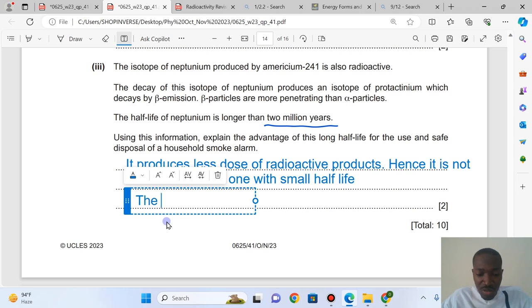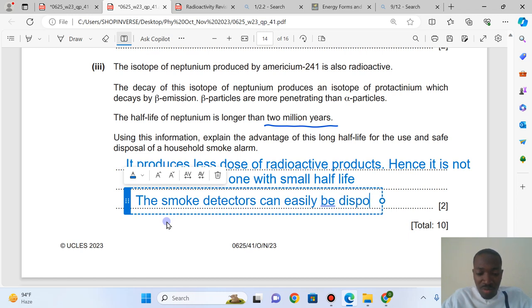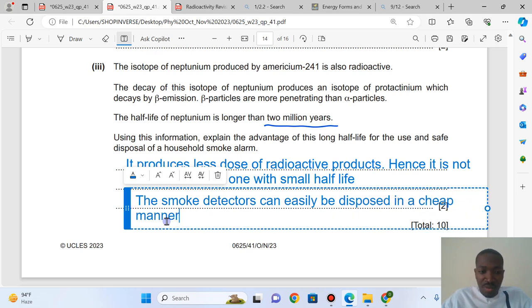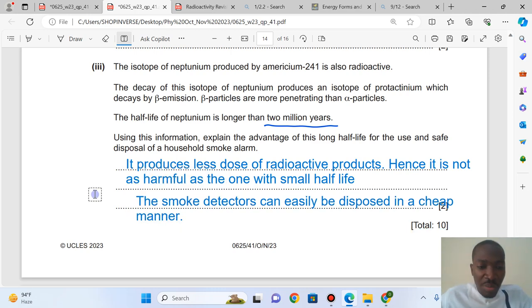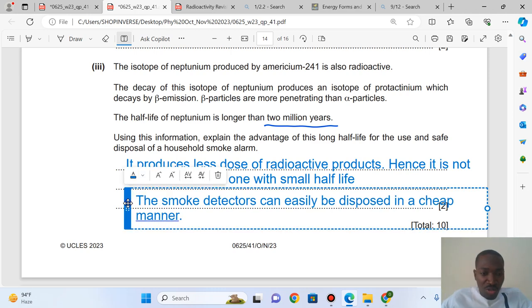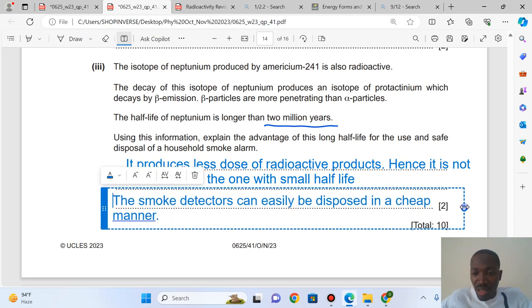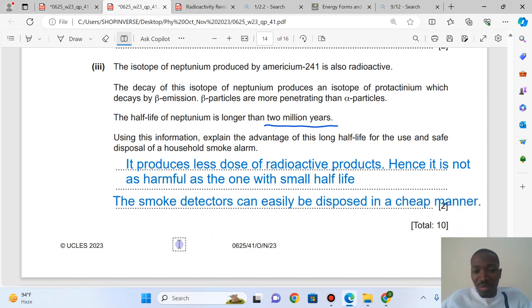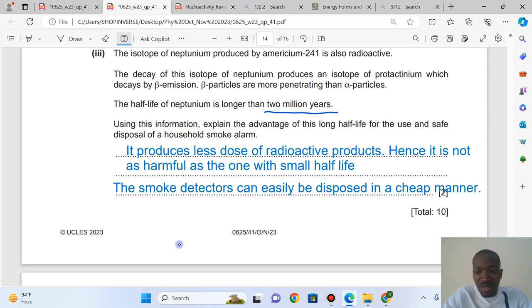Smoke detectors can easily be disposed of in a cheap manner. We don't have to store damaged smoke detectors, or smoke detectors that you are no longer using, in lead tanks in order to protect against contamination by products of radioactivity. Why? Because it's producing less dose.